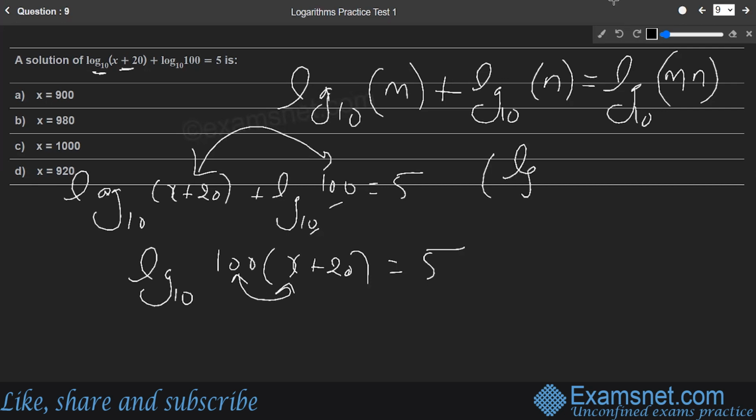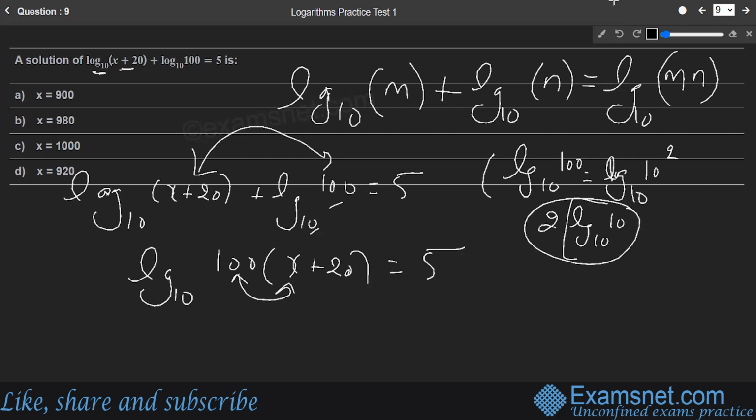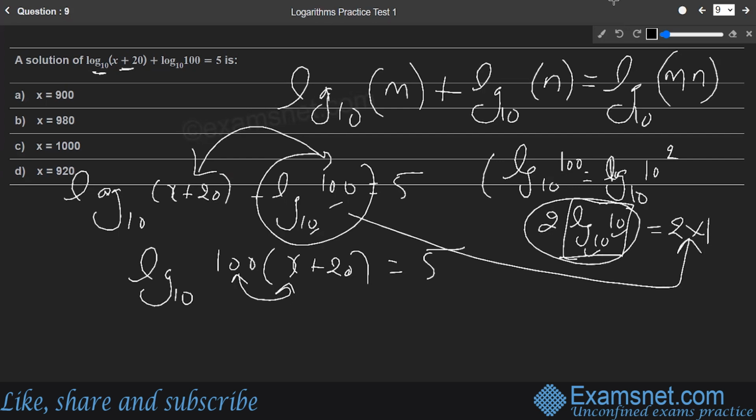How? Log base 10 100 can be written as log base 10 10 squared, which is nothing but 2 log base 10 10, and log base 10 10 is always 1, because when the base and number are the same, it becomes 1. So it is going to be 2 into 1 only. So in place of log base 10 100, we can just write 2. That's what we're going to do. We're not going to expand them, rather we're just going to use the value.